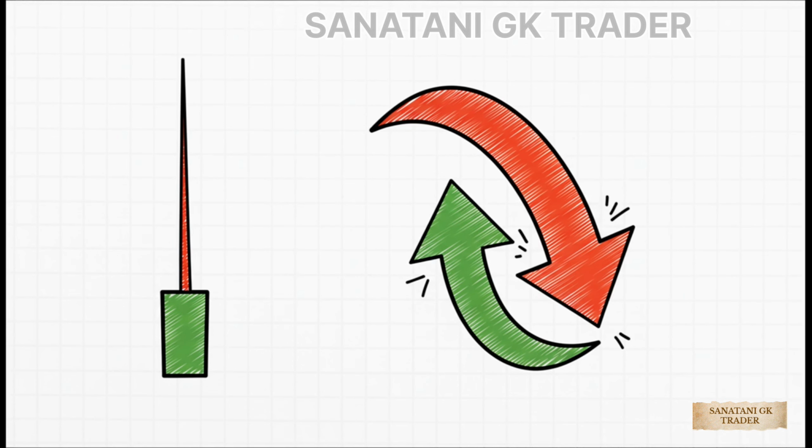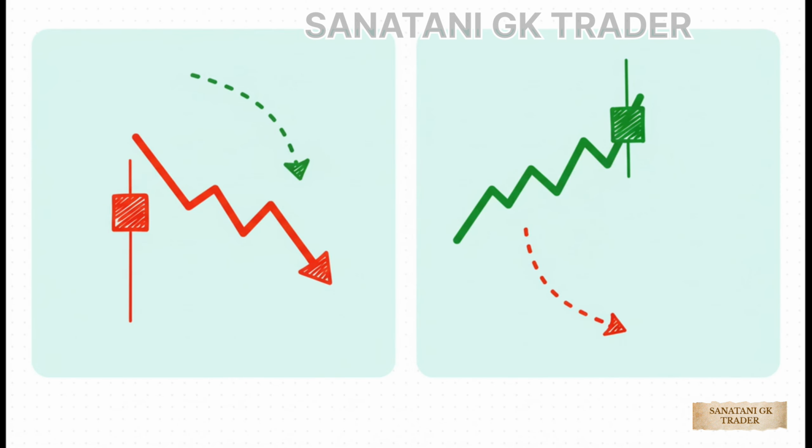So let's just put these two side by side for a second, because it really makes it clear. Remember, the hammer shows up after a fall, in a downtrend, and it suggests prices might be about to go up. The shooting star appears after a rise, in an uptrend, and it signals prices might be about to go down. They're basically perfect mirror images of each other, telling opposite stories about who's winning the fight.